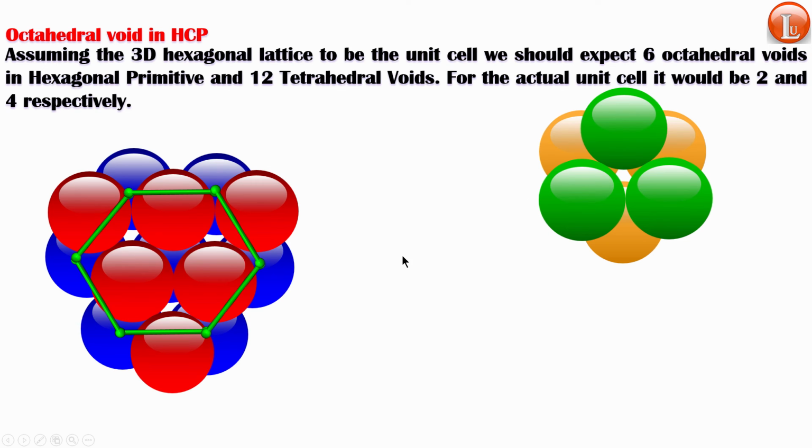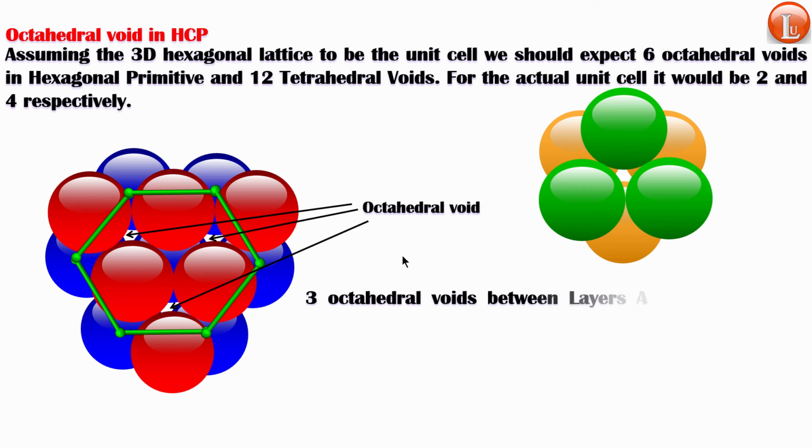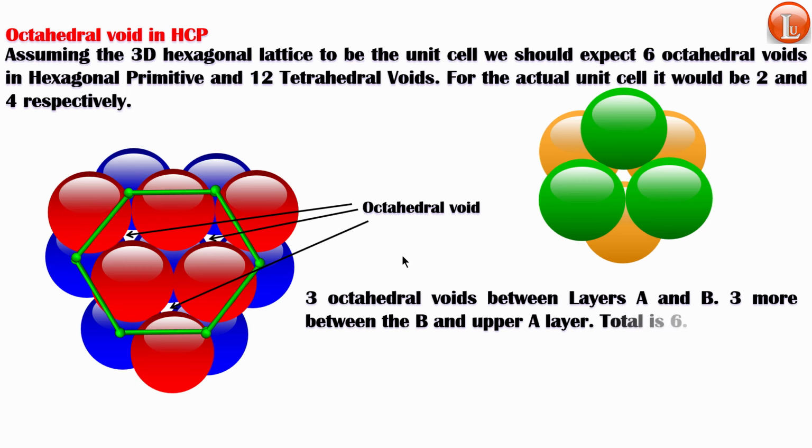And we can even look for the smaller one here. Octahedral voids are here, here and here. 3 octahedral voids between layer A and B. 3 more between B and the upper A. Total is 6.